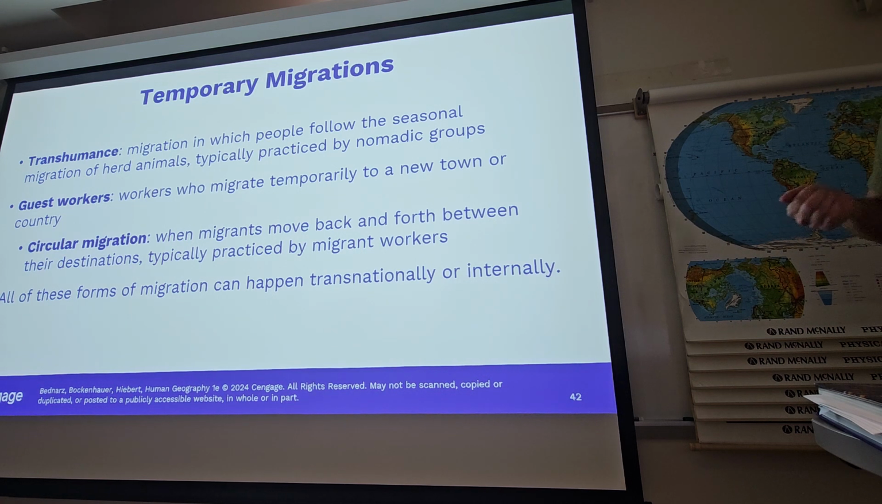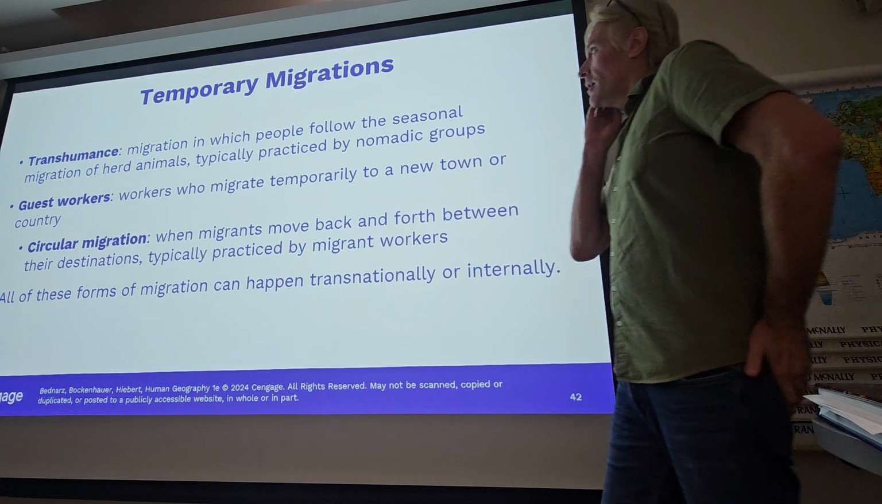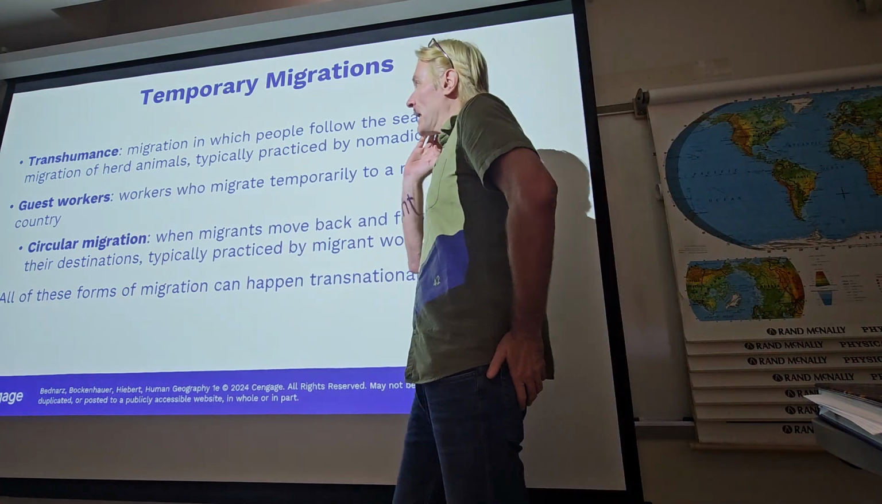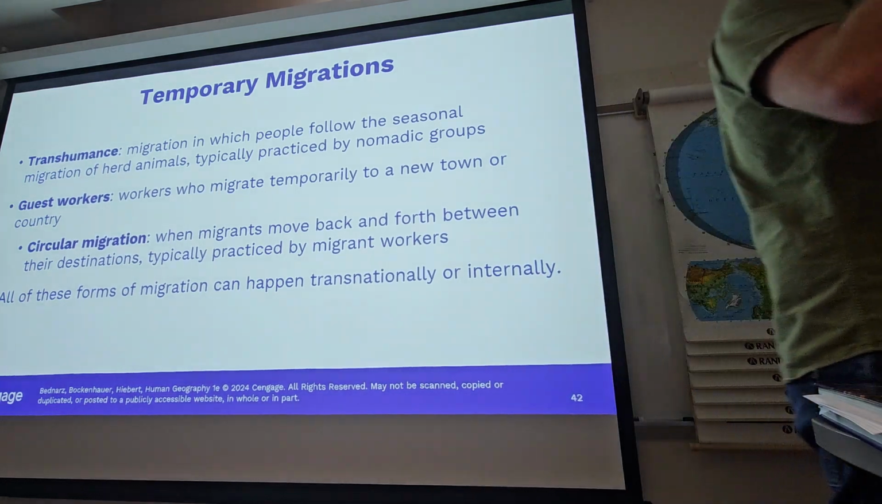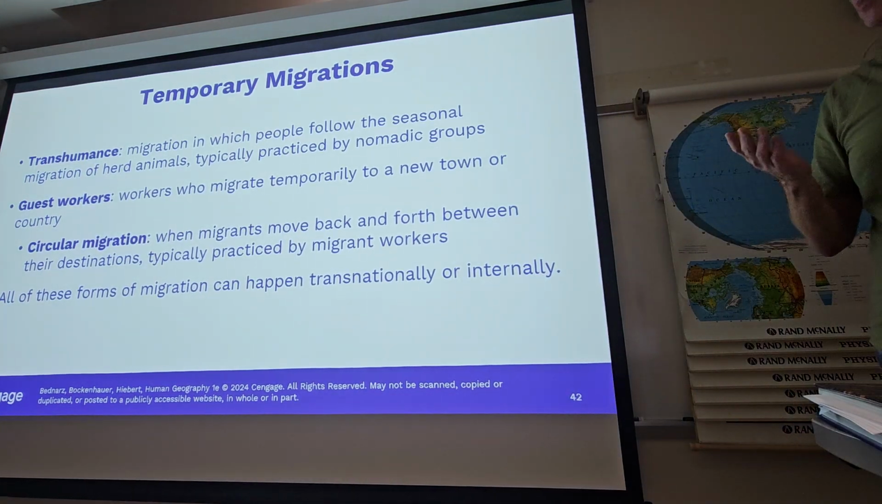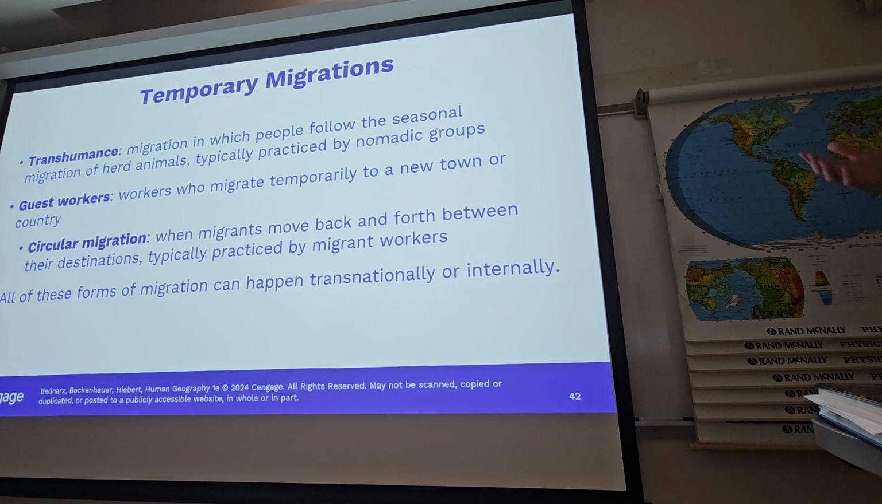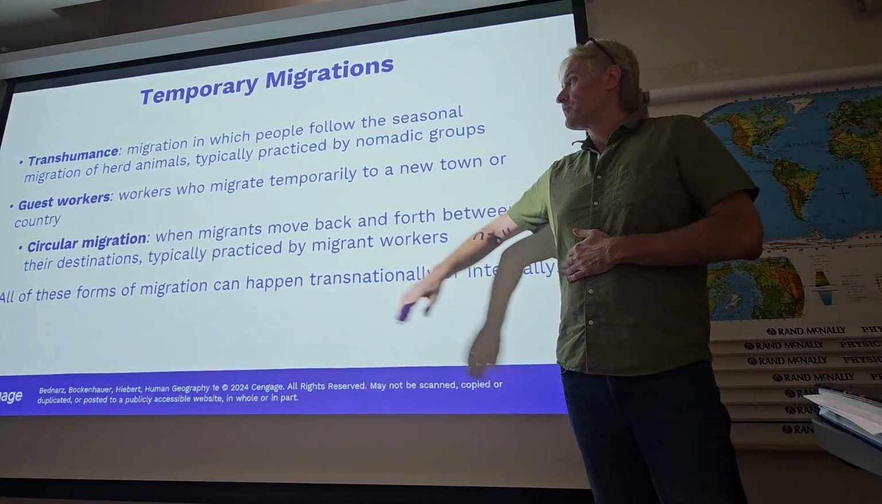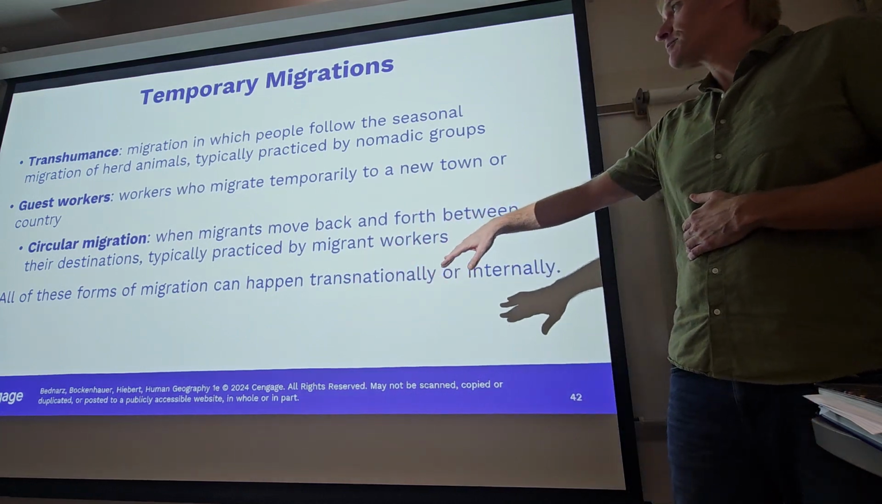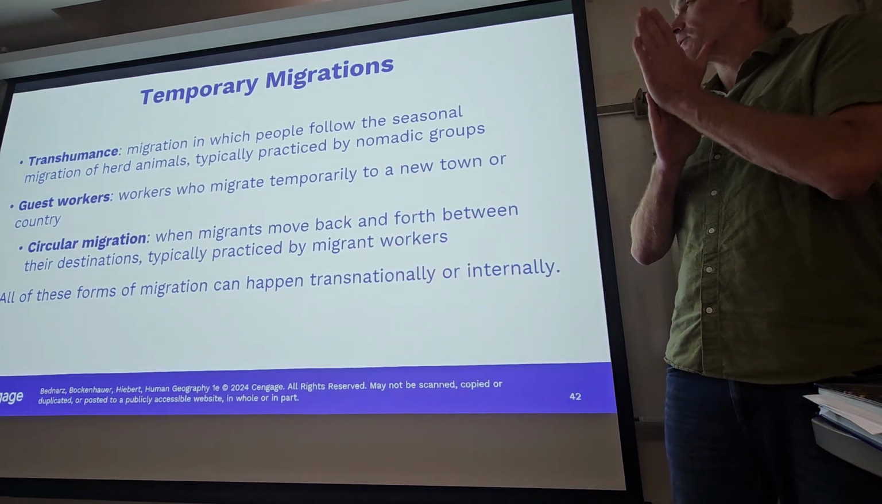I already talked about guest workers quite a bit, and we'll talk about this quite a bit when we get to our chapter on agriculture. But in a nutshell, people who have seasonal herds move with the herds, move with the seasons. Circular migration, I think, is a good example of this.